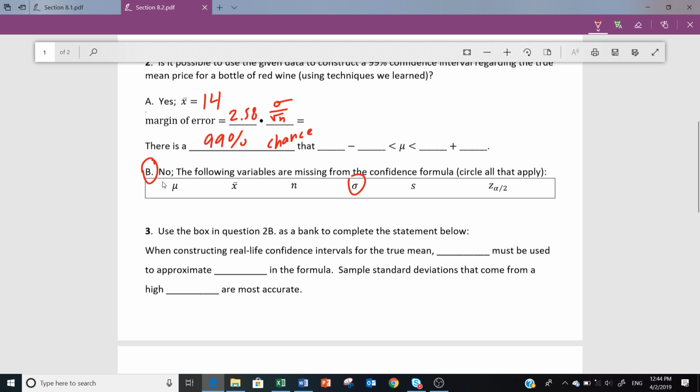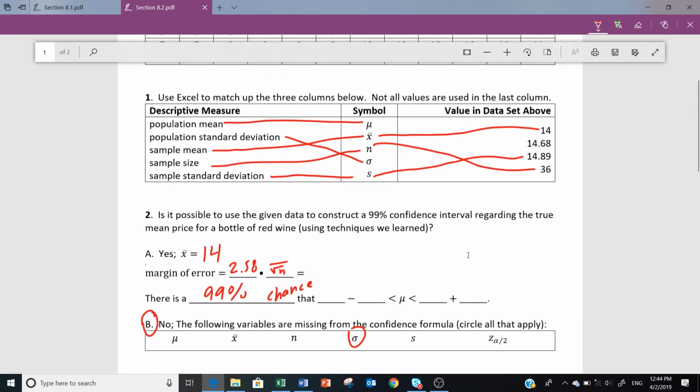Let's share. This is the thing that's missing that we need to approximate. What is used to approximate the population standard deviation? And what is the symbol for sample standard deviation? Little s. So that means, what should I be putting here at the top? Instead of sigma, I'm gonna put in my sample standard deviation. What was that? 14.89. And then my square root of n is 36.